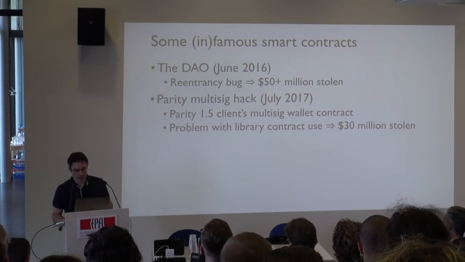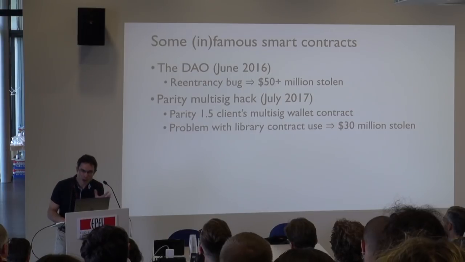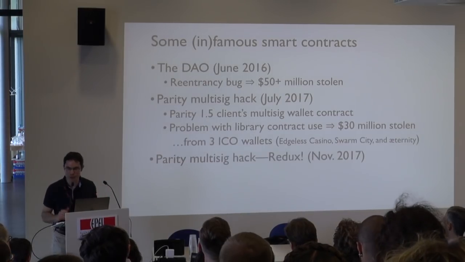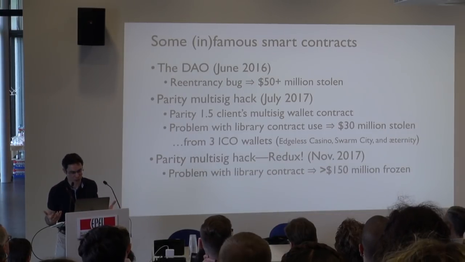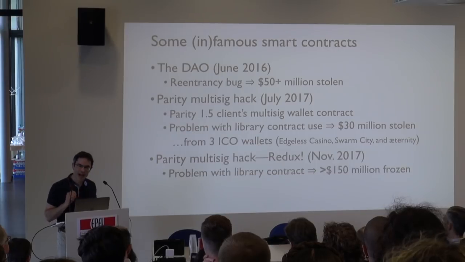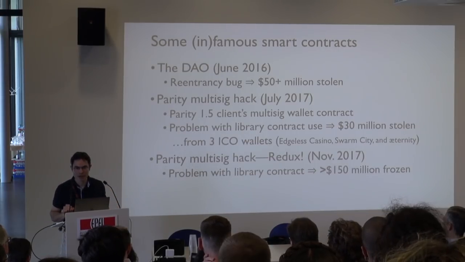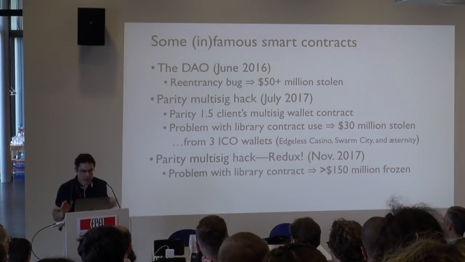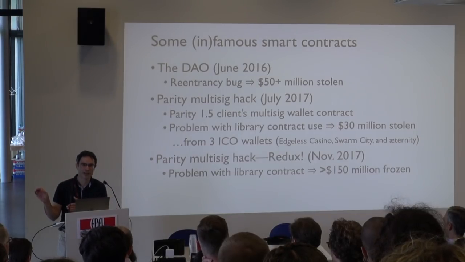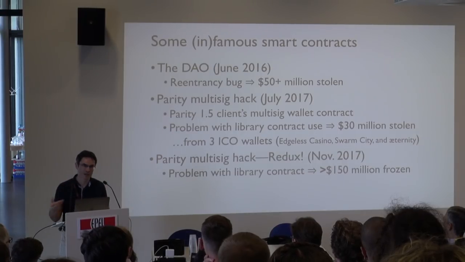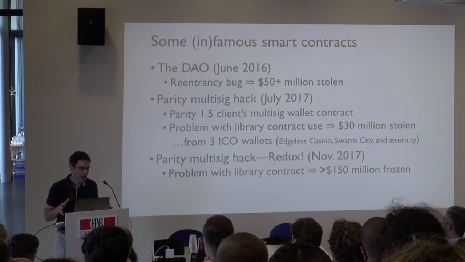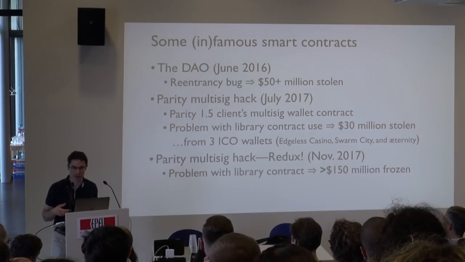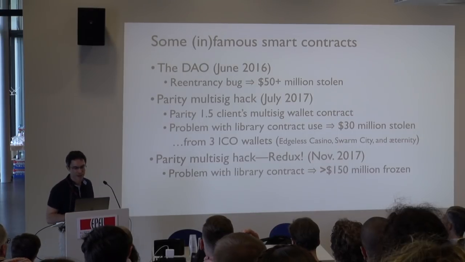If this wasn't bad enough, the very same wallet was hacked just a few months later, and again was hacked due to a problem having to do with the way that libraries are managed. In this case, the hack was particularly interesting. The hacker didn't steal any money. The hacker killed the library contract and froze the funds in wallets dependent on this library smart contract. Those funds remain frozen and today are worth something like $250 million, so their value has risen somewhat.